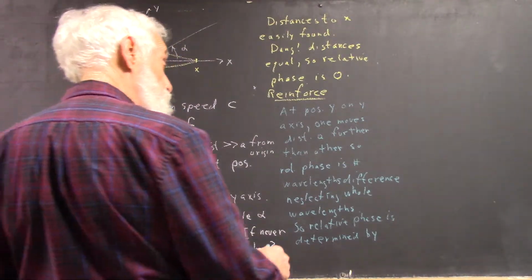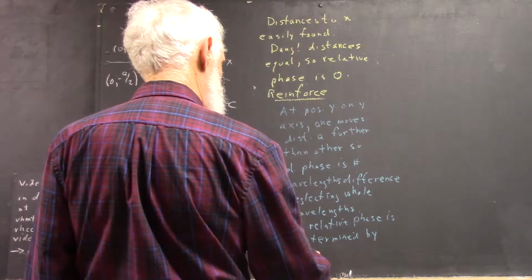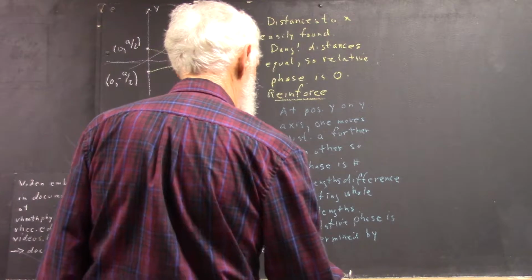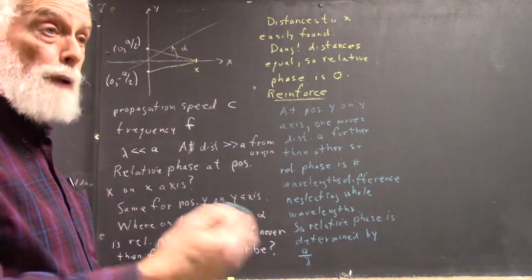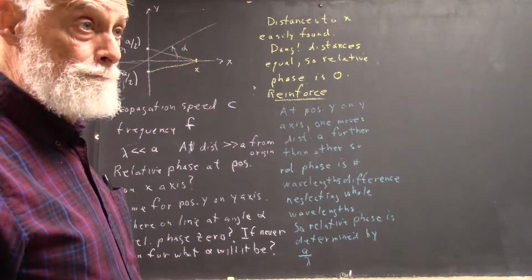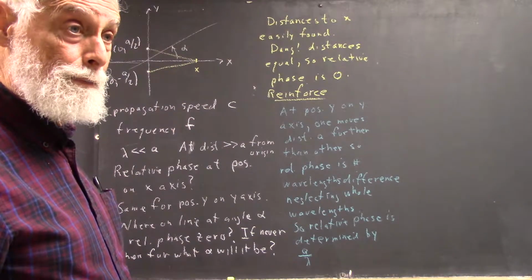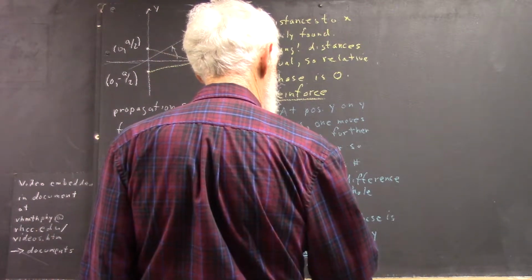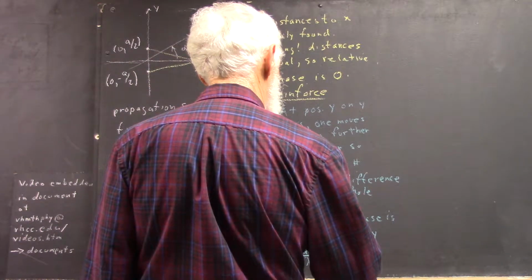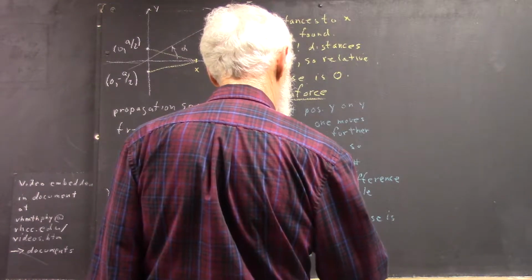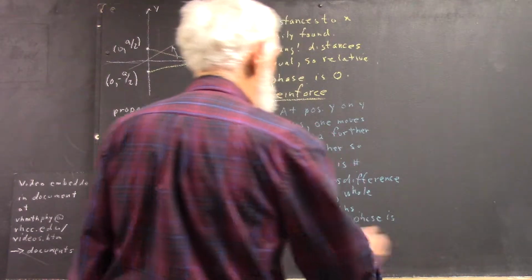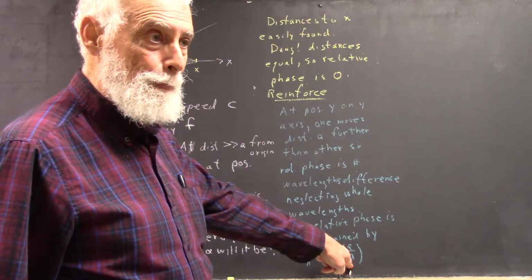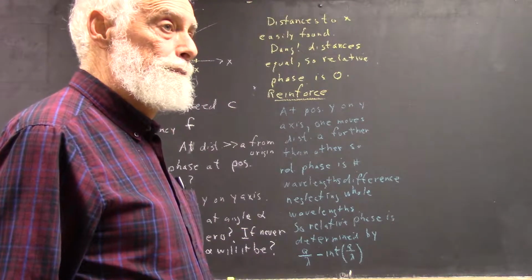The meaning is fairly easy. It's going to be A over lambda, which is the number of wavelengths, right? Including fractions. Okay? Minus INT standing for integer of A over lambda. There are other notations, but I'm going to use this. The greatest integer in A over lambda. Okay?